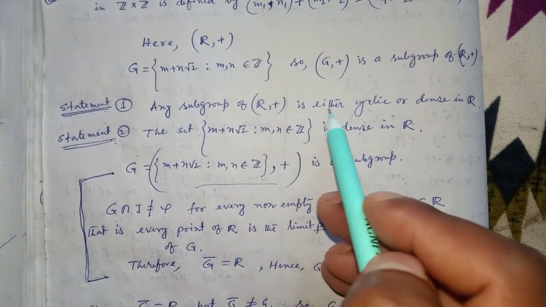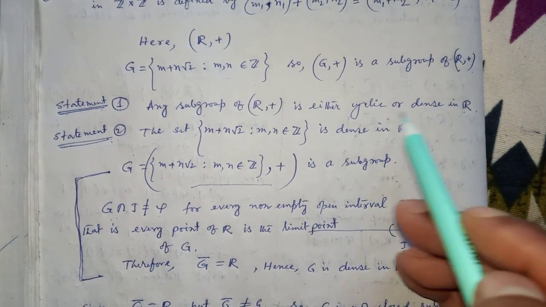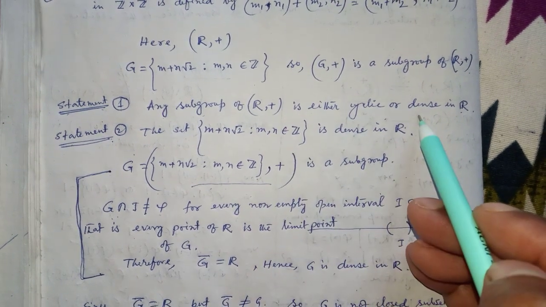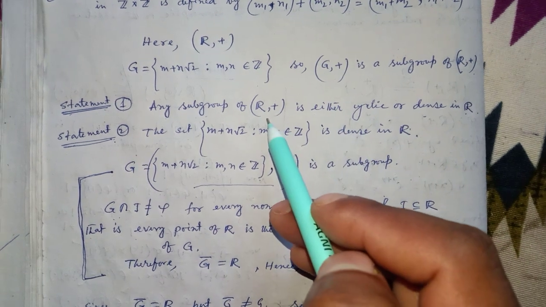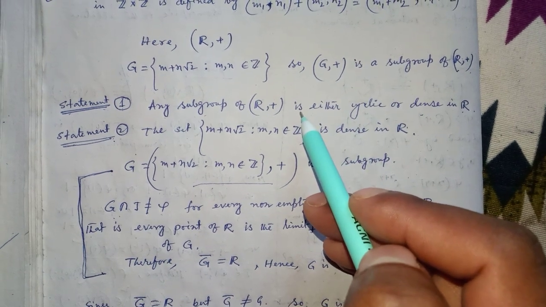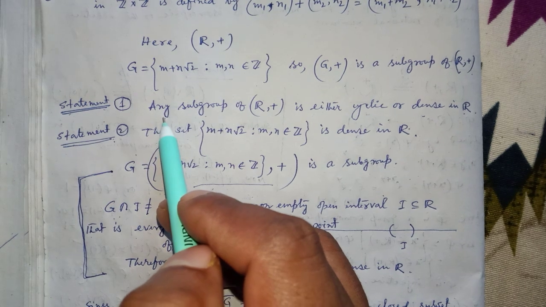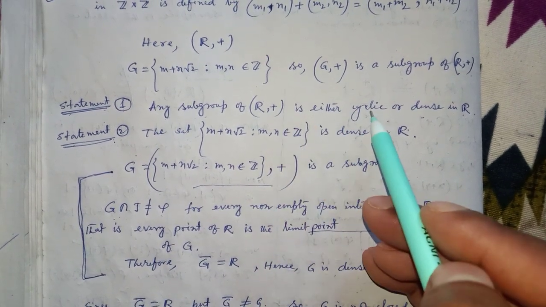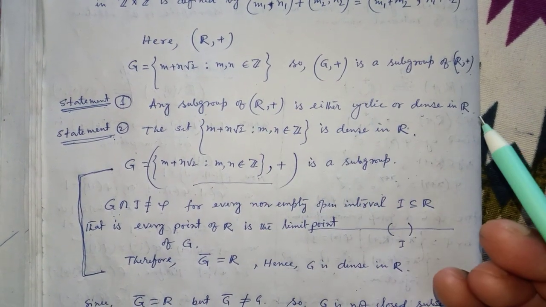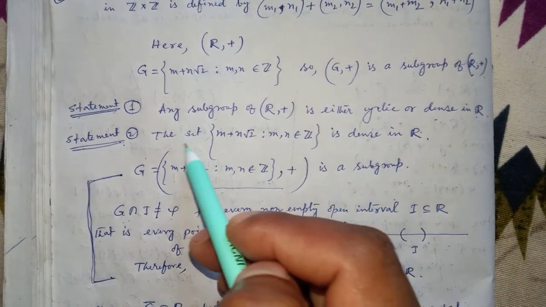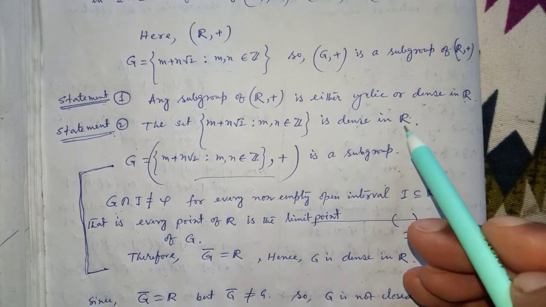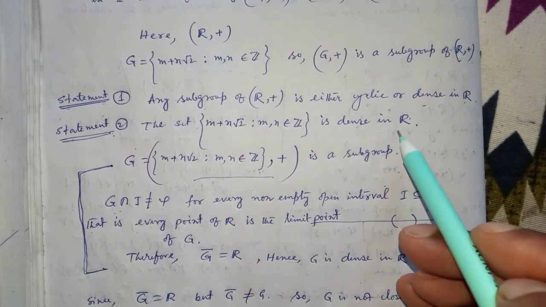Any subgroup of R under addition is either cyclic or dense in R. That is, if a subgroup is cyclic in R, then it is not dense in R, and if a subgroup is dense in R, then this subgroup is not a cyclic subgroup of R. That is, a subgroup cyclic in R but not dense in R, and a subgroup dense in R but not cyclic in R. And the given set, m plus n root 2 where m, n belong to Z, is dense in R. We will prove this and make another video.